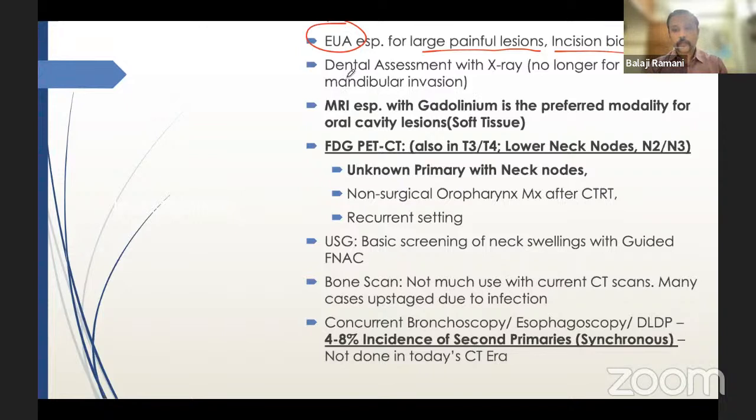Incision or a wedge biopsy with a bit of normal tissue. Dental assessment will be done with the X-ray oral pantomogram, and MRI with gadolinium is preferred for oral cavity lesions for the soft tissue examination. Some other uses where you consider going for an FDG PET.